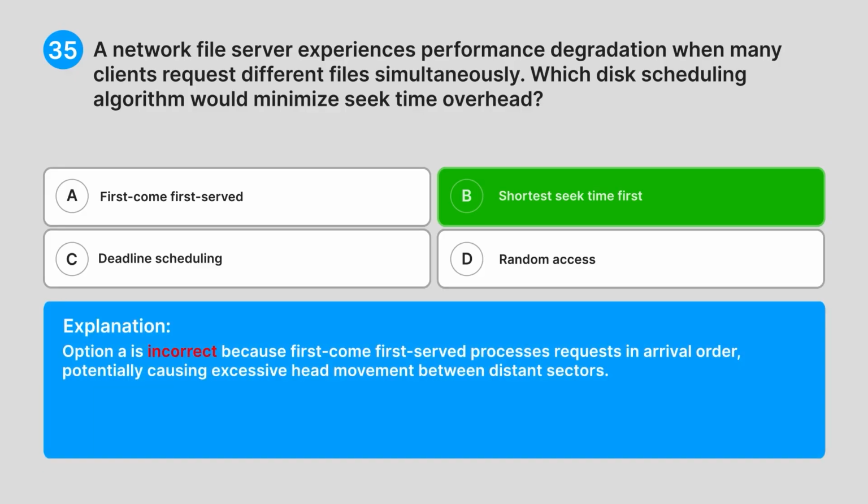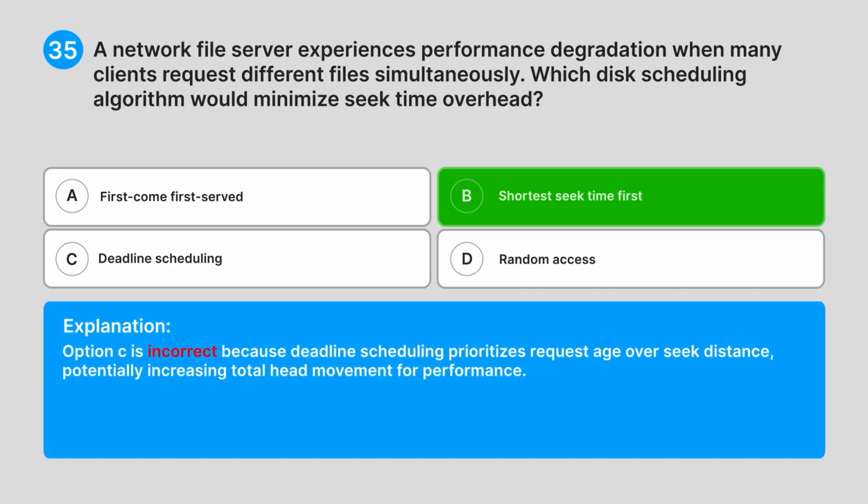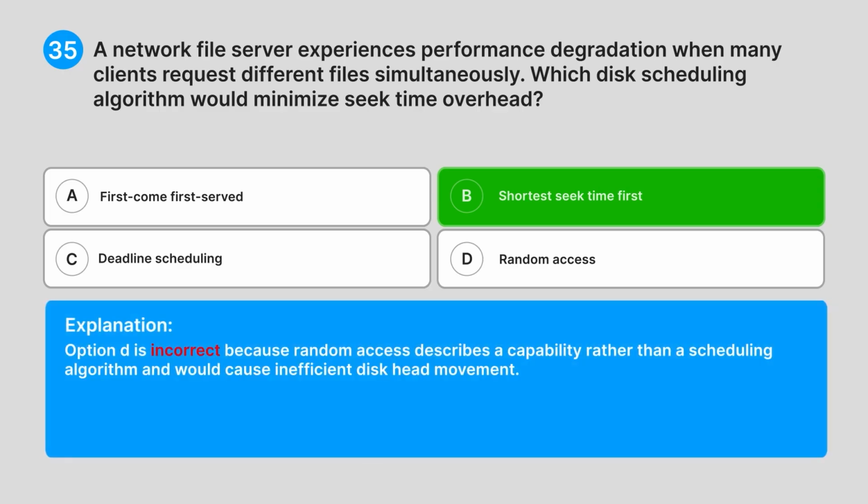Option A is incorrect because first come, first served processes requests in arrival order, potentially causing excessive head movement between distant sectors. Option C is incorrect because deadline scheduling prioritizes request age over seek distance, potentially increasing total head movement for performance. Option D is incorrect because random access describes a capability rather than a scheduling algorithm and would cause inefficient disk head movement.